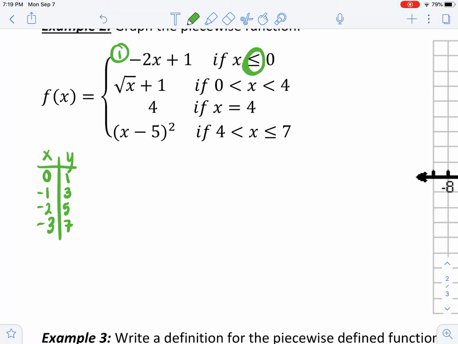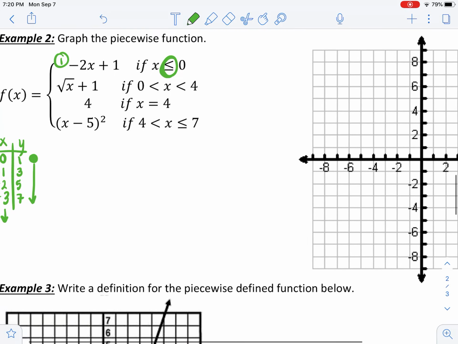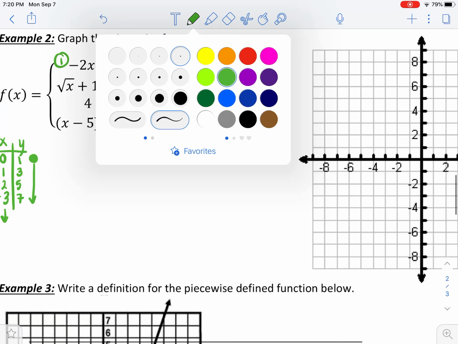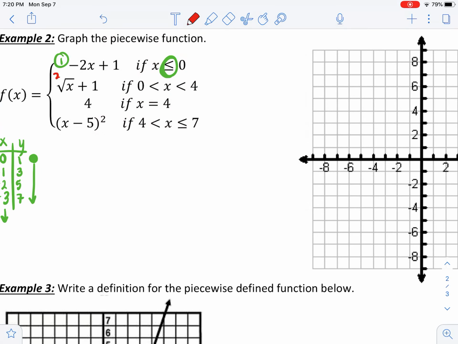Look here, this is a closed point at 0. So there's a closed point here, and then realize it goes forever and ever in the other direction because I just stopped because I felt like it, right? Okay, so let's go on to the next piece. You could graph that piece right now if you wanted, but I'm going to go on to the next piece. Here's piece number 2.